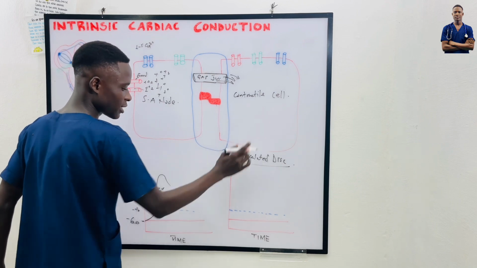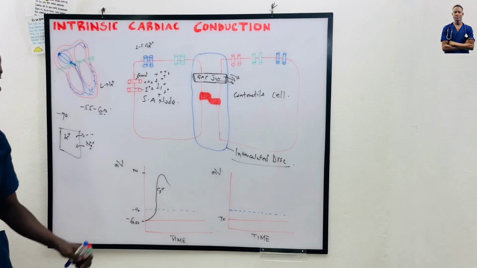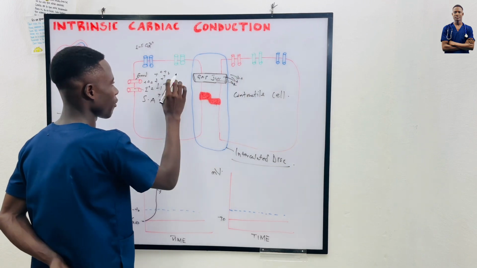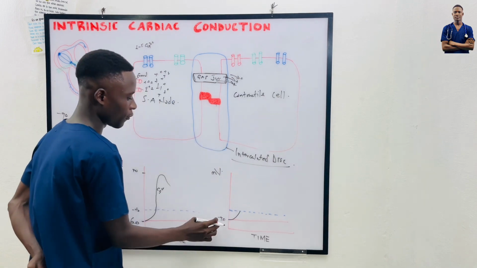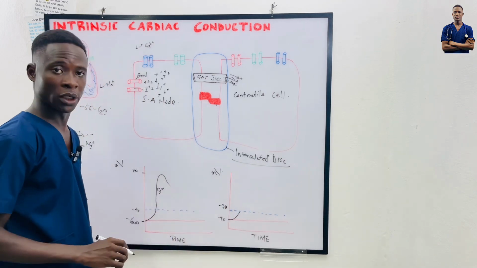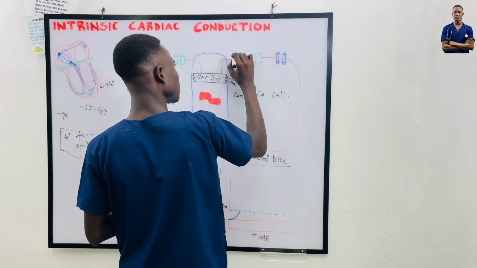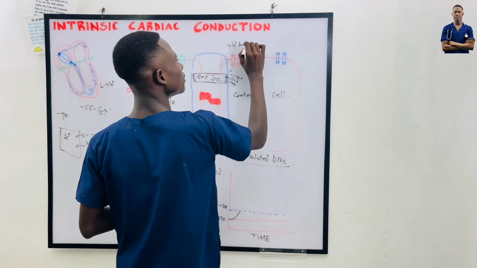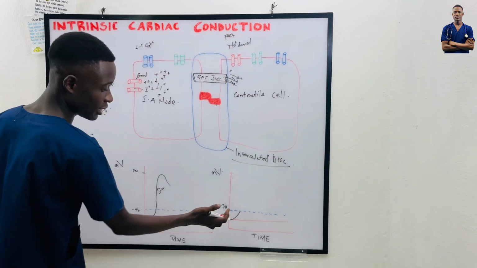Now, in the contractile cell, let's take our resting membrane potential to be negative 90. As the positive ions from this side enter, they move this one from negative 90 to negative 70, which is its threshold. When it gets to negative 70, it causes the sodium channel to open. That is the fast sodium channel.